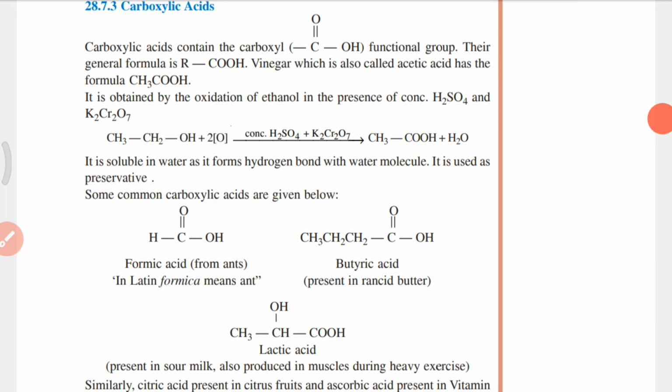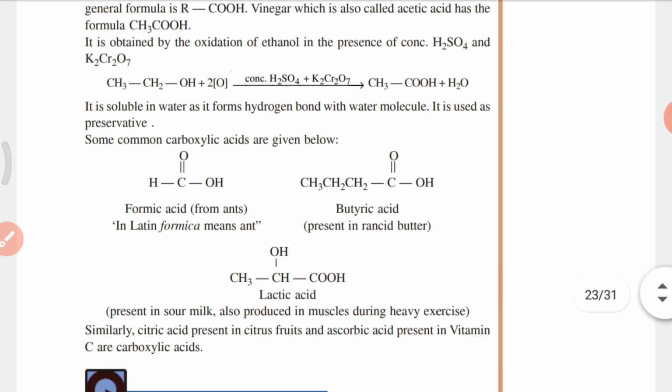Formic acid is methanoic acid. Methane is changed to acid. This formic acid normally contains an antibiotic. Butyric acid is present in rancid butter, CH3CH2CH2COOH. Lactic acid is present in milk, sour milk, and is produced in our muscles at the time of anaerobic respiration.